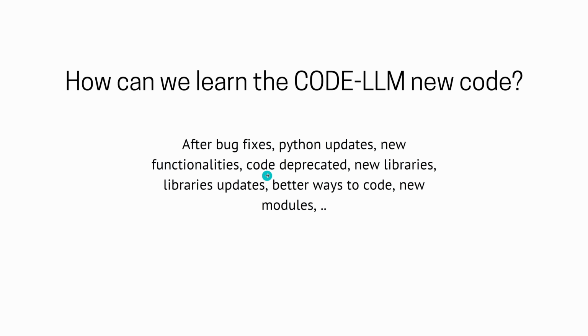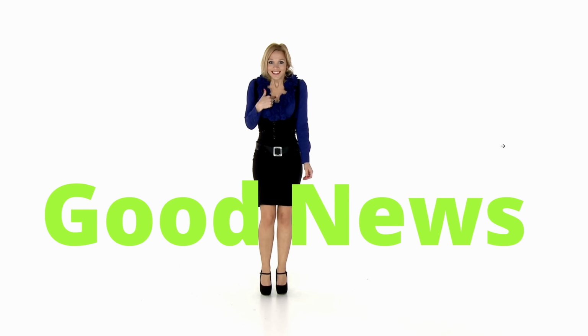Some code is now out of date. We have new libraries coming in. We have updates of libraries on a daily basis, weekly basis. There are now better ways to code. Some gorgeous coder publishes a very intelligent way of coding new sequences. You have new models. You have new builds. The dynamic is breathtaking.